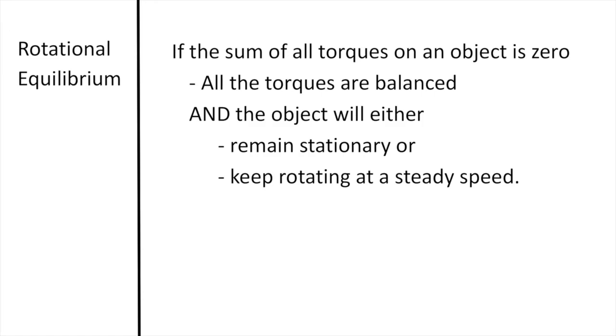So now we come to rotational equilibrium. If the sum of all the torques acting on an object is 0, then we have a balanced situation. All the torques are balanced. And we can then say that the object will either remain stationary or continue rotating at a steady speed until, of course, an outside force acts upon that system.